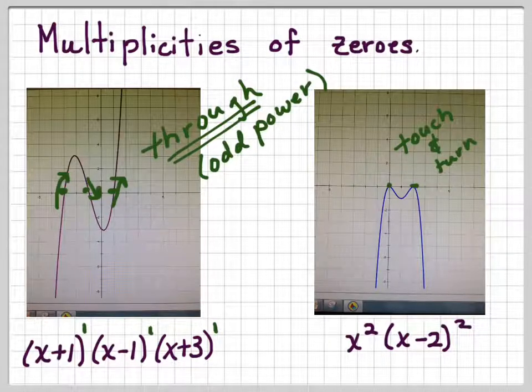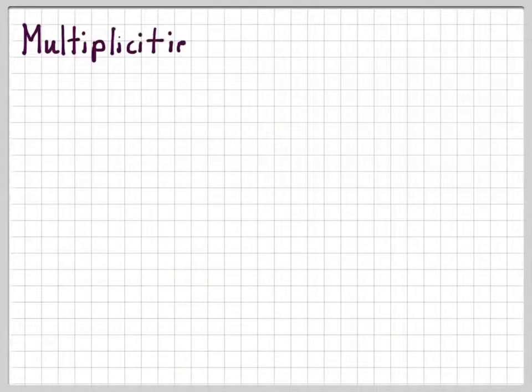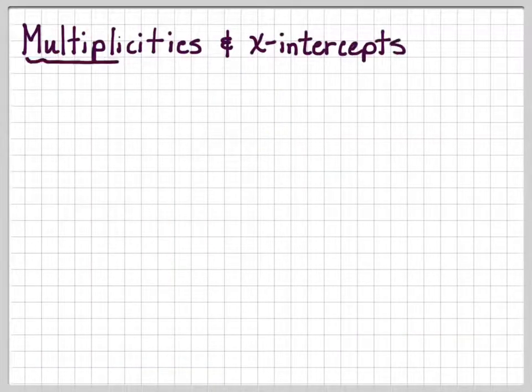Here we have exponents of 2 and 2. And they're each even. Now we're not talking about the entire function being even, we're talking about individual factors being odd or even. And both of those are even. And if you notice, at x equals 0, it touches the x-axis and bounces back.